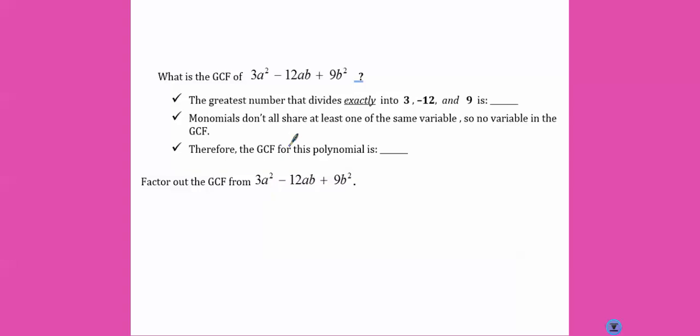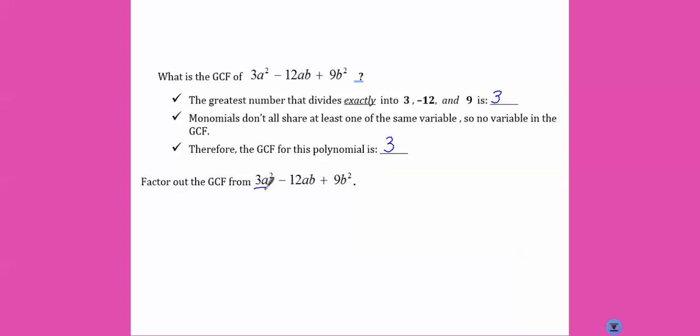Let's try it again. So if we want to find the GCF of 3a squared minus 12ab plus 9b squared, the greatest number that divides exactly into 3, negative 12, and 9 is 3. They don't share any of the same variables. There's no variable that all 3 terms have. Therefore, the GCF for this polynomial is just 3.